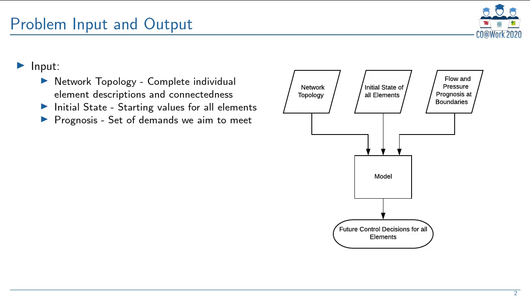Next, we need an initial state. This gives us starting values for all variables in our problem at the very beginning. For instance, it gives us the pressure at all points in the network, the flow of gas at all points in the network, how fast that gas moves in, which valves are open, which are closed. All of this information.